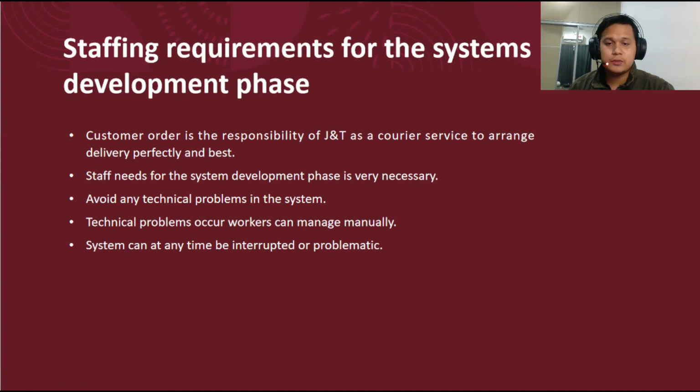Customer order is the responsibility of JNT as a courier service to arrange delivery perfectly and best. To implement the system run smoothly, staff need for the system development phase is very necessary. This is to avoid any technical problem in the system. The need of worker are more important than machine, because if technical problem occur, worker can manage manually. We also open up job opportunities to people in need. The system need to be taken care by human, because this system can at any time be interrupted and problematic. Worker also work more perfectly than machines.